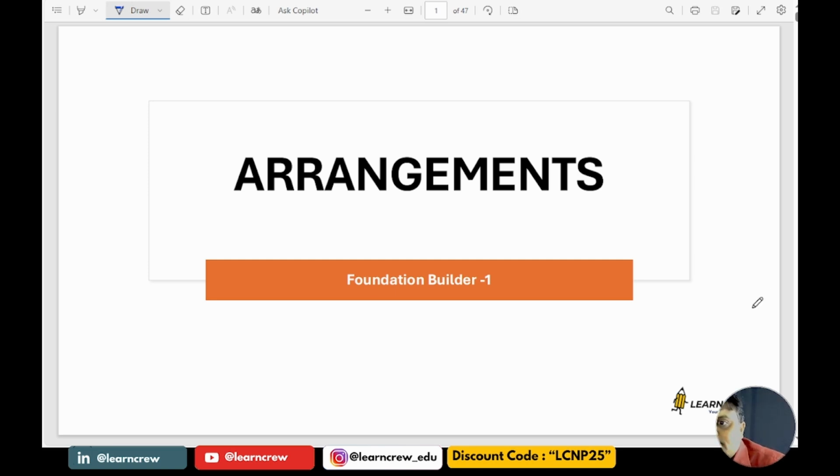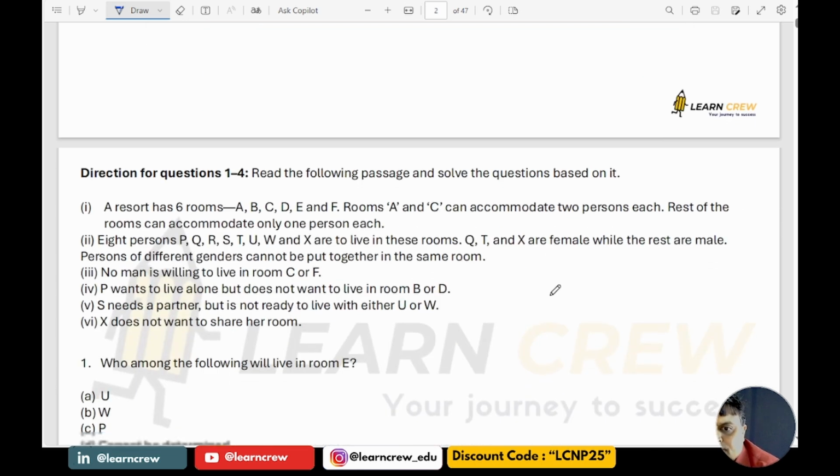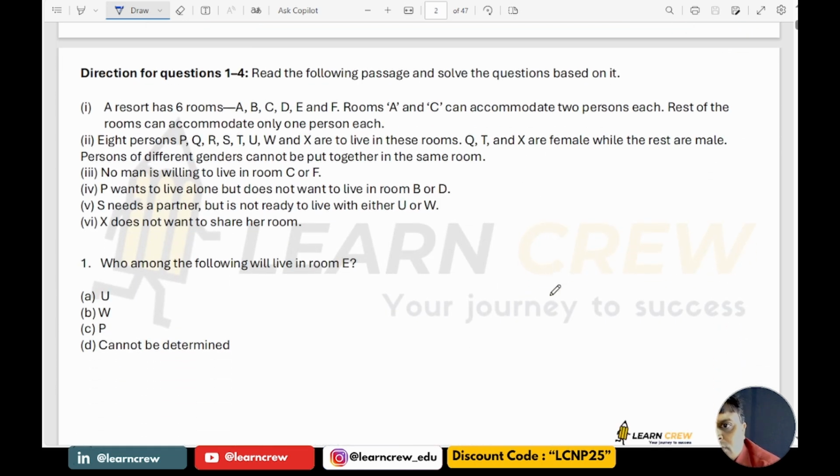It's like a practice session on arrangements. So it is a foundation builder sheet, a practice exercise sheet on arrangements. See here, question number 1 to 4. Read the following and solve the questions based on it.